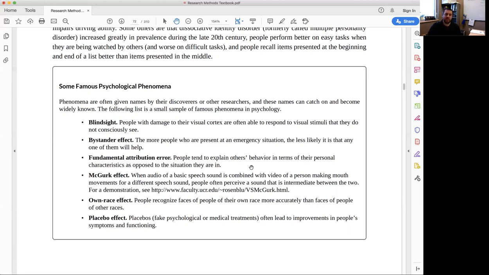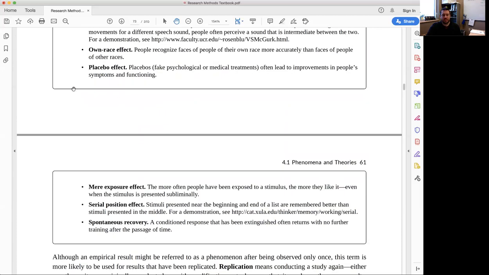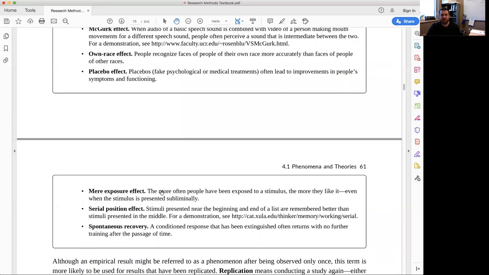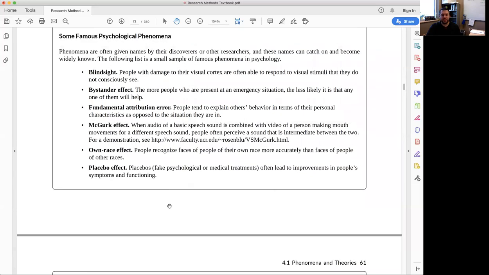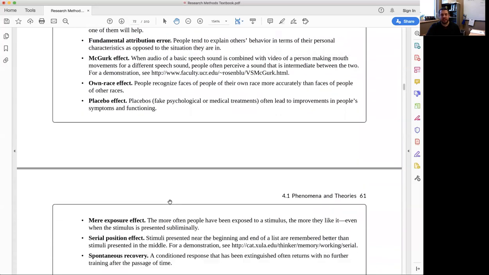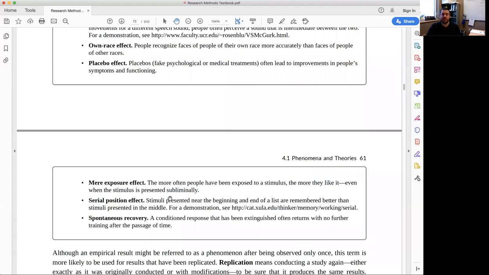And then there are other ones as well that I won't go into full detail on, because certainly this is not about these different phenomena. But again, many of these you've probably heard of in different classes that you've taken. And again, it's because they have been shown time and time again in research that yes, this is a thing.